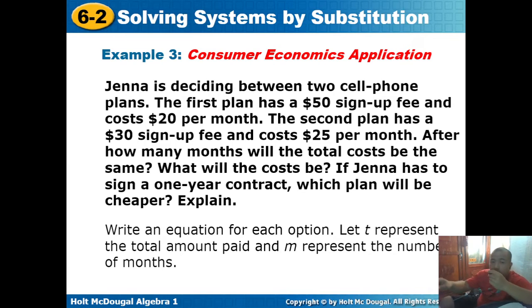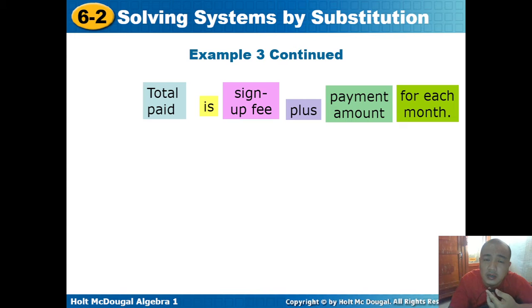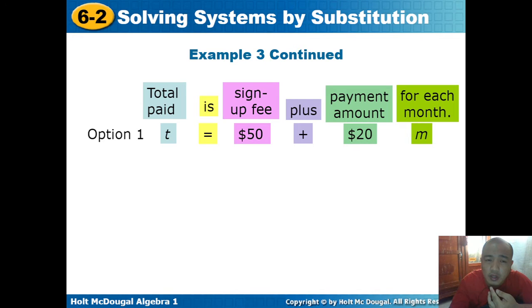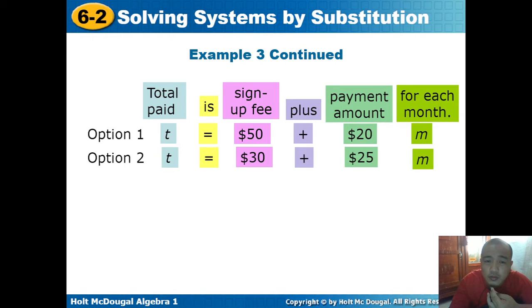Explain. So write an equation for each option. Let T represent the total amount paid and M represent the number of months. So total paid is the sign-up fee plus the payment for each month. For option 1, this will be our equation: T is equal to $50 plus $20M, where M represents the month. For option 2, total paid is equal to $30 plus $25 per month.